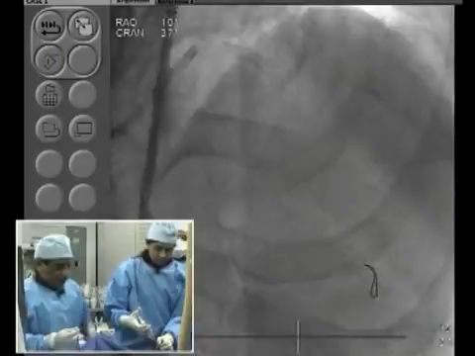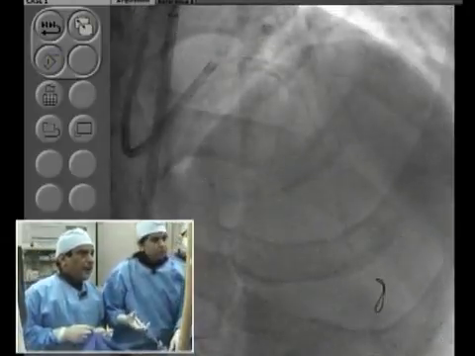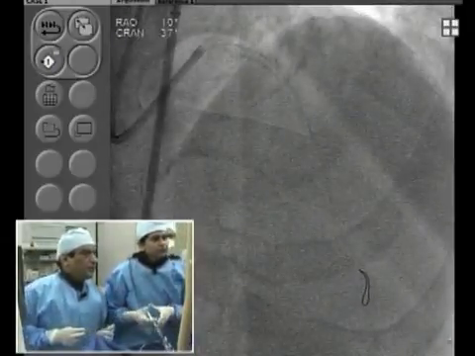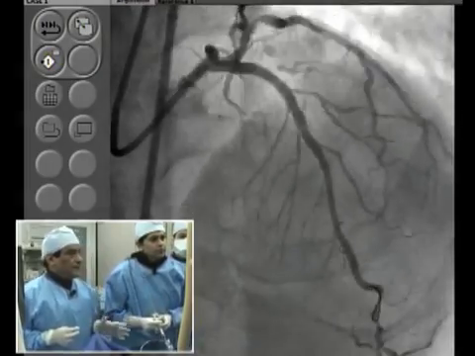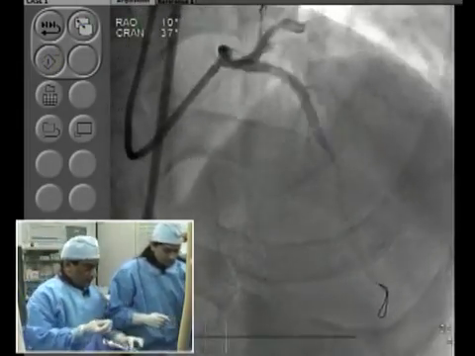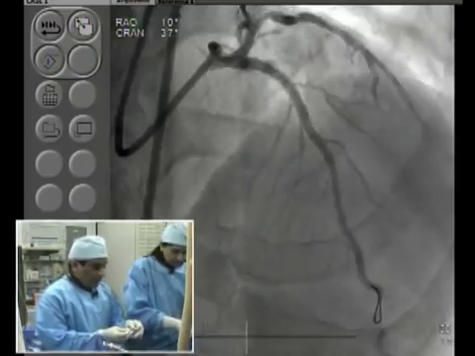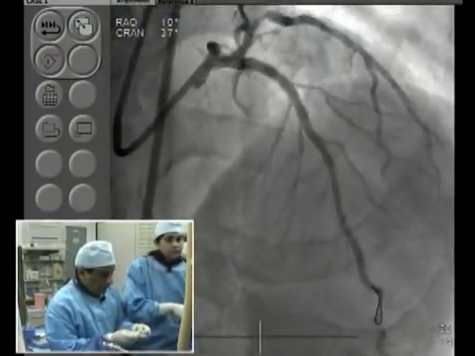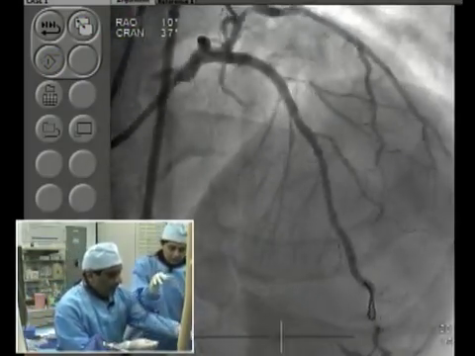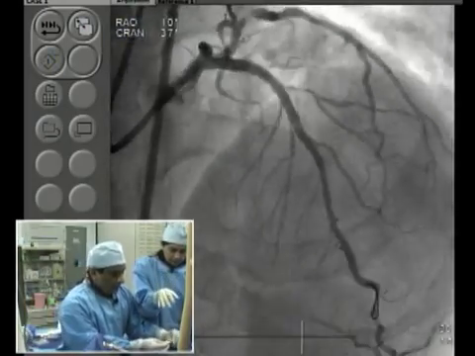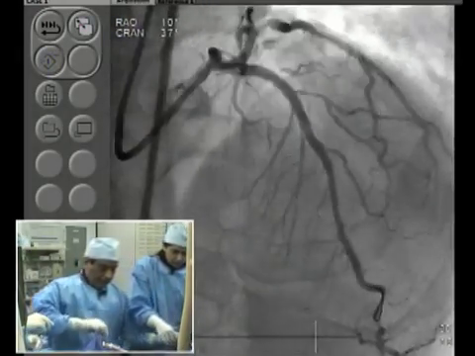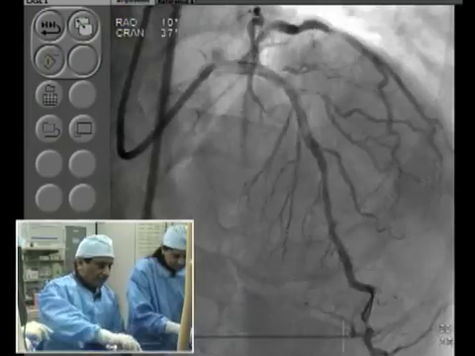Yeah, for bifurcation, in many of those cases we are using Cypher, but the majority of them we are still going with the Zions, and it has been excellent results. But a very important question which I know many people are asking me is the issue about the thin struts and being able to expand in calcific lesions.